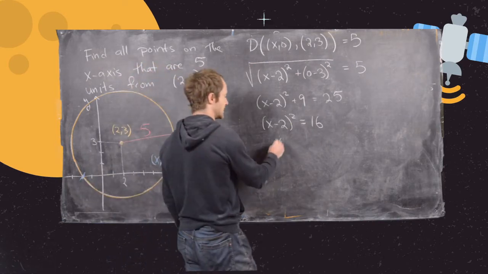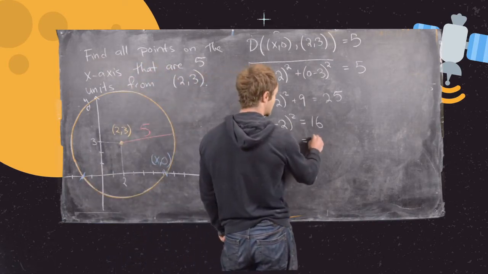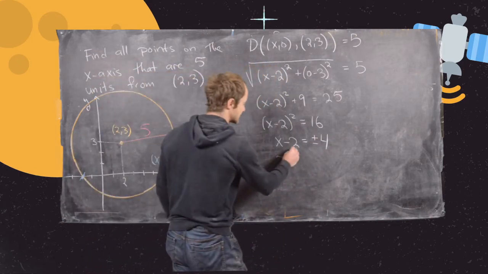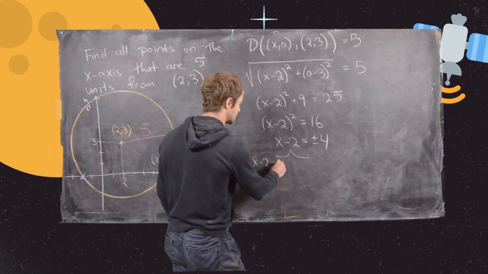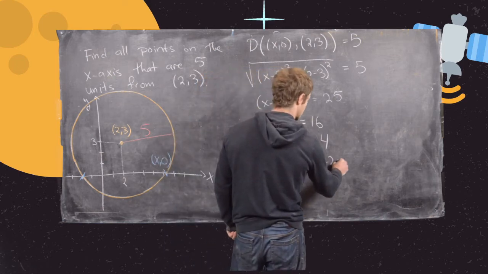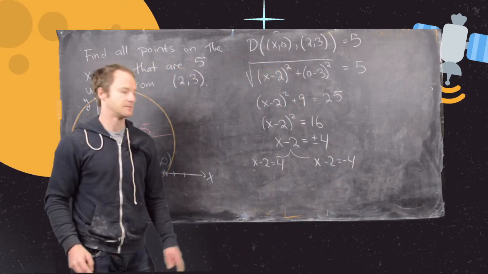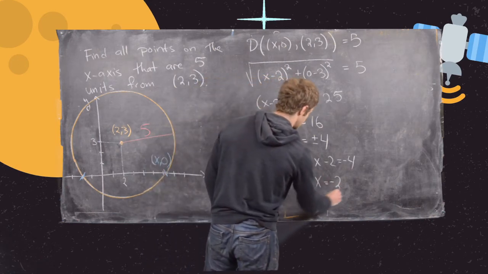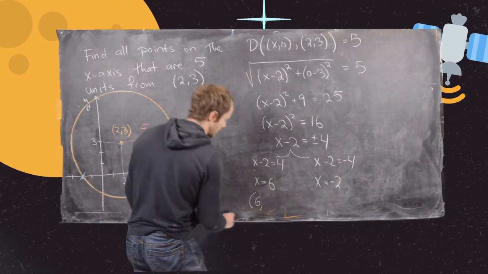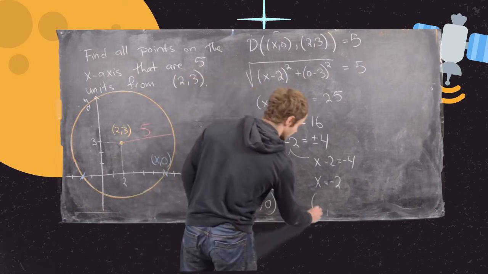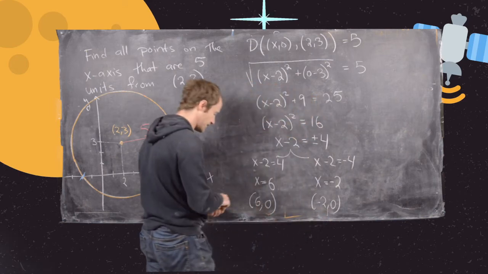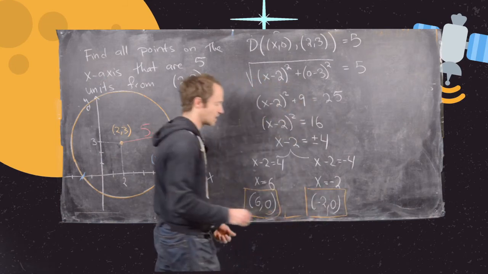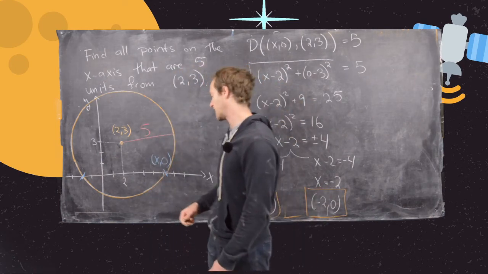Great. Now that's going to give us x minus 2 equals plus or minus the square root of 16, which is plus or minus 4. And so let's break this apart. So that means x minus 2 equals 4, or x minus 2 equals negative 4. Okay, good. So now notice this one's going to give us x equals 6, and this one's going to give us x equals negative 2. So that would correspond to a point on the x-axis of (6, 0), and another point on the x-axis of (negative 2, 0).